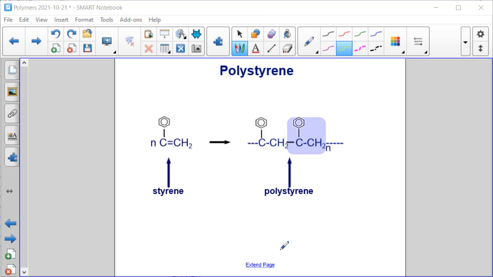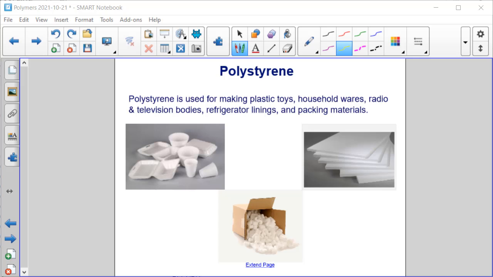And the same process happens. We have to have something to break this double bond here so that we can attach and continue this chain reaction of addition of additional monomers to make polystyrene. Polystyrene goes by a common name, styrofoam, and it is used for making plastic toys, household wares, radio and television bodies, refrigerator linings, packing materials, many other things, as you can see.